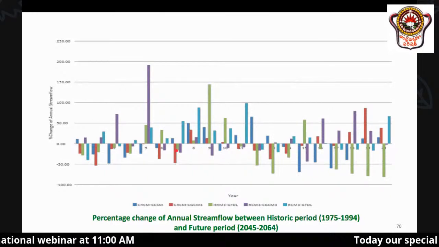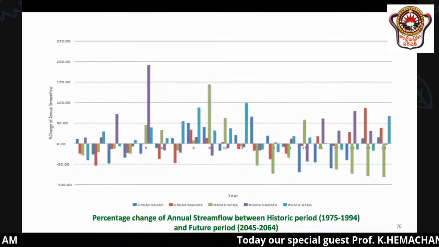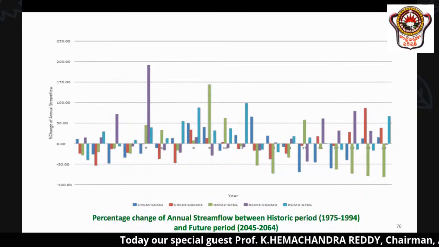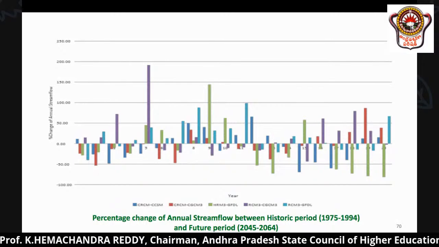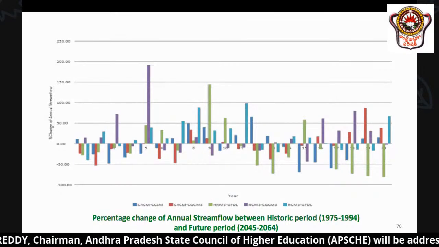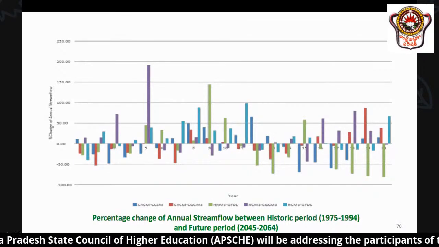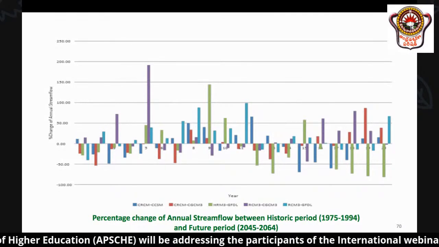It means on average, over 30 years, how many years the flow may get less and how many years the flow may increase. At the same time, how many models say water is going to reduce and how many models say water is going to increase. So it's a period which is going to explain how the changes are occurring.